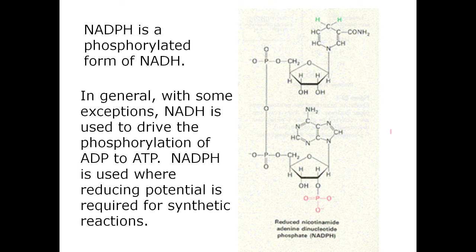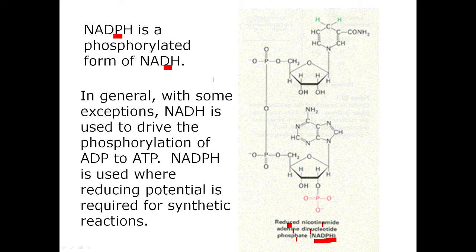So this is the structure of NADPH. We call it reduced nicotinamide adenine dinucleotide phosphate. This is the long form. Reduced, because hydrogen is present. NADPH is a phosphorylated form of NADH. So we can observe the difference here: here a phosphate group is present, here it is absent. So this is a phosphorylated form of NADH.